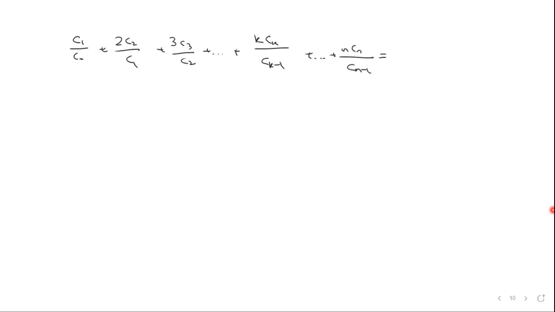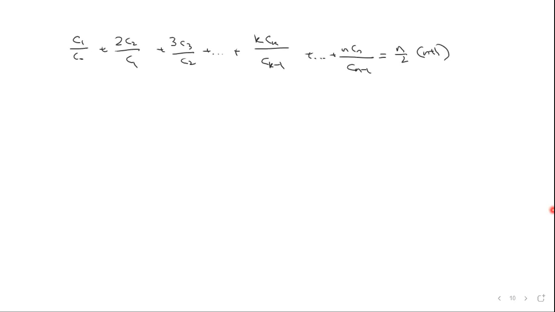Now the next part asks us to deduce that c1 over c0 plus 2c2 over c1 plus 3c3 over c2 plus dot dot dot plus kck over ck minus 1 plus dot dot dot plus ncn over cn minus 1 equals n over 2n plus 1.